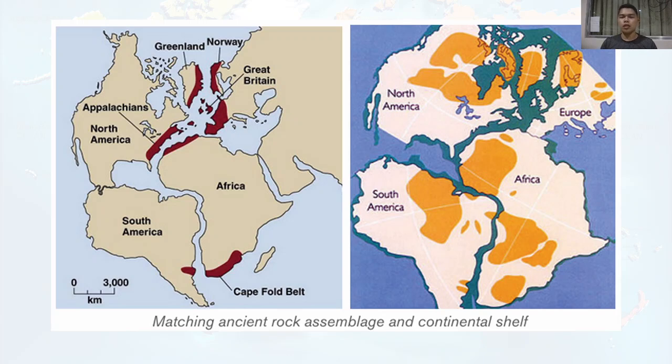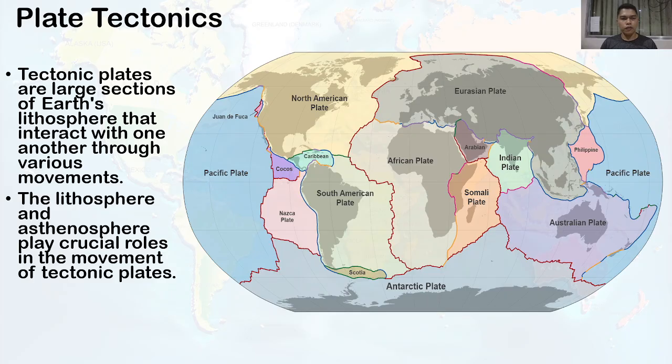So those are some of the evidences that Alfred Wegener used to support his continental drift theory. Now, you also have the plate tectonics. Tectonic plates are large sections of Earth's lithosphere that interact with one another through various movements. The lithosphere and asthenosphere play crucial roles in the movement of tectonic plates.